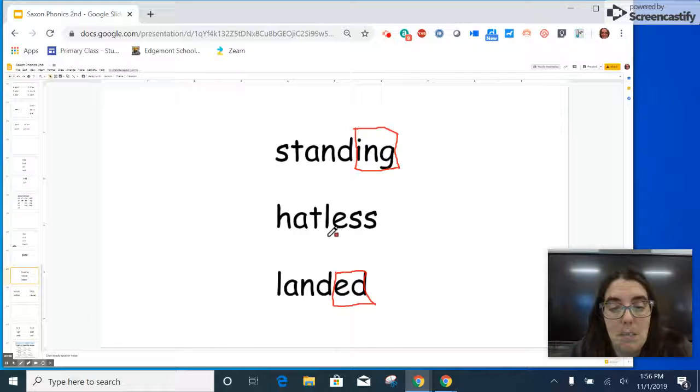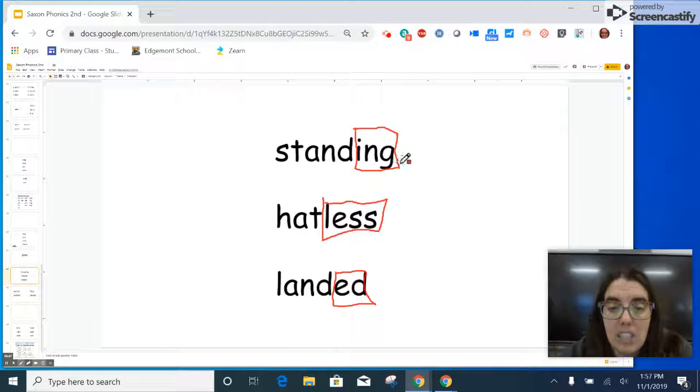What we may not have seen before is this suffix. The root word is hat. At the end of this word is the suffix less. It makes the word hatless. Now, when we use suffix less, it's changing the word to mean without. So if we had hat, and then we added the suffix less and made hatless, it means without a hat. The man was hatless. He was without a hat.